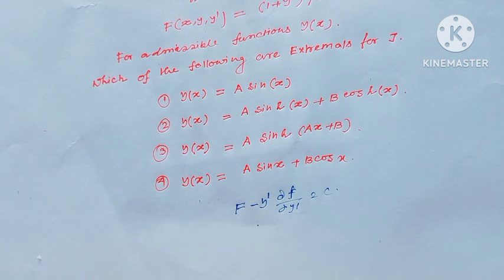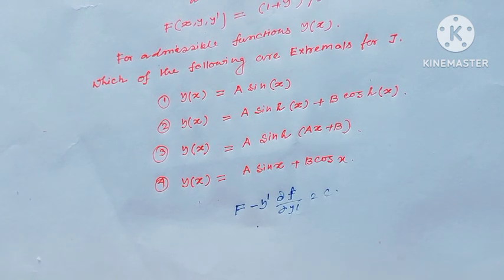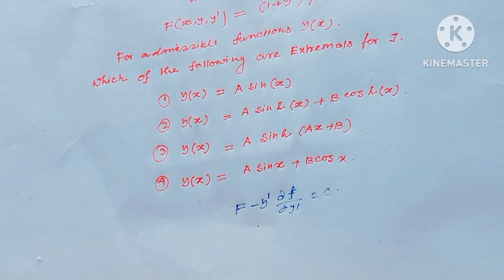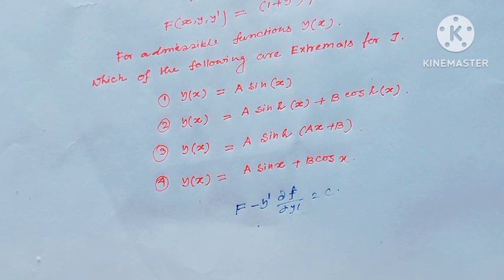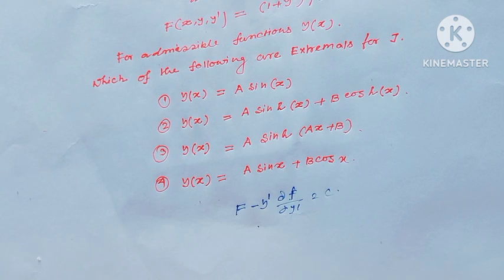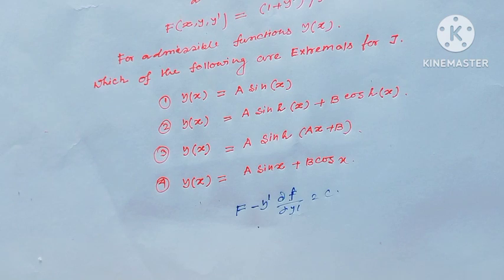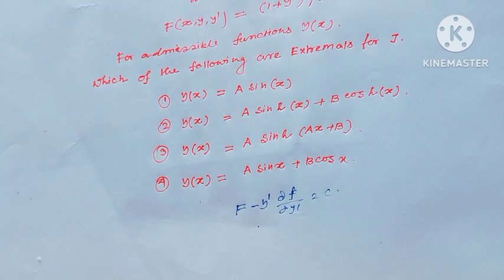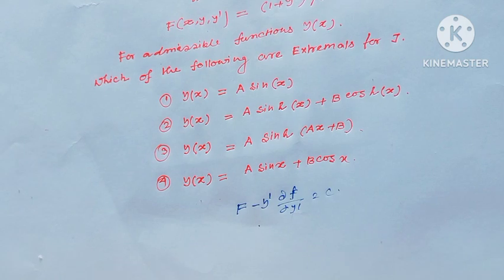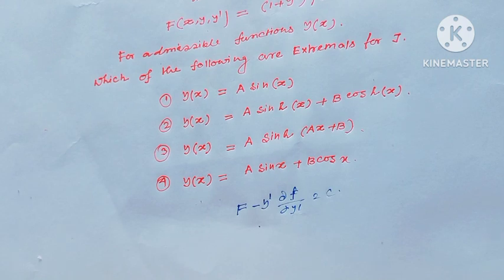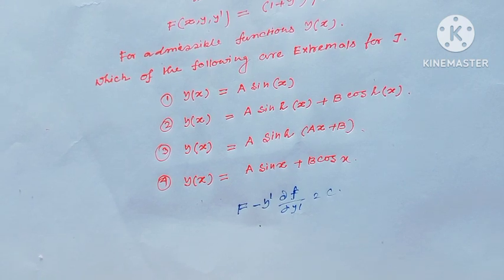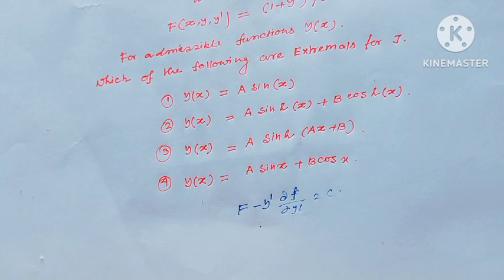Next, the options are very important. Notice, which of the following are extremals for this functional? Option 1, y(x) equal to a sin x. Option 2, y(x) equal to a sinh x plus b cosh x. Option 3, y(x) equal to a sinh(ax) plus b. Option 4, y(x) equal to a sin x plus b cos x. Which of the following is the extremal of this functional?